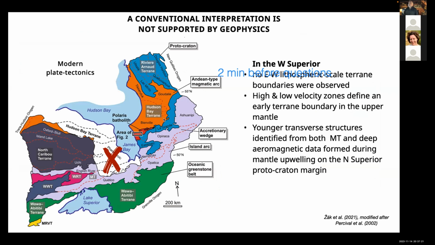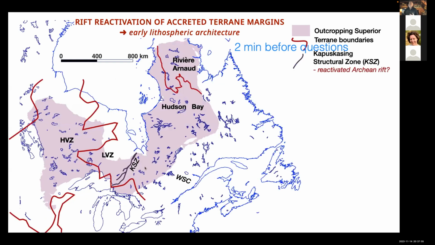And so looking at the big picture, what we're seeing is that the conventional interpretation of applying a modern plate tectonic model to the Superior Province is not supported by the geophysics, that we don't see any lithospheric scale terrane boundaries that are trending east-west at all. And the contacts between these zones of different velocities trend right beneath all of the Western Superior, which is inconsistent with these accretions of east-west arcs and back-arc basins.